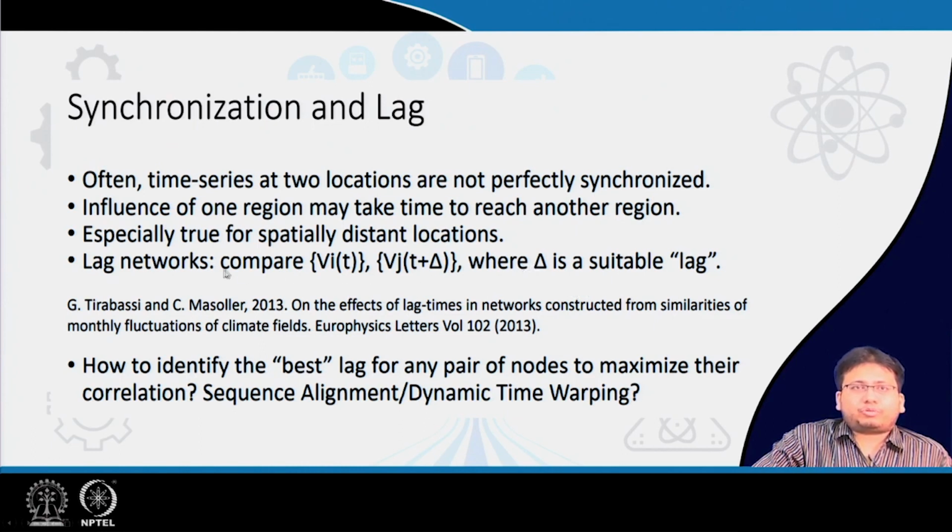So, in a normal correlation network or mutual information network, we may be comparing Vi of t with Vj of t, but in the presence of lag, we should be comparing Vi of t with Vj of t plus delta. Okay. So, now what should be the ideal value of delta? What value of lag should we consider? How to identify the best lag for any pair of nodes to maximize their correlation? We can use various algorithms like sequence alignment, dynamic time warping and so on.